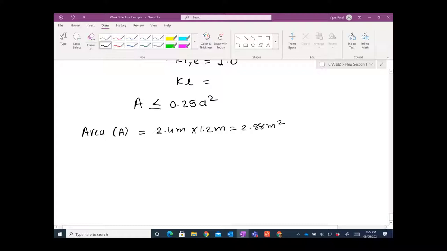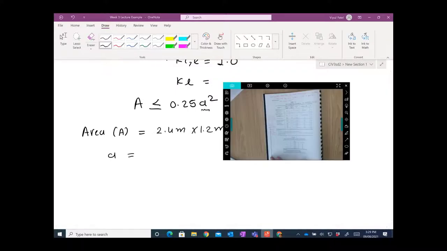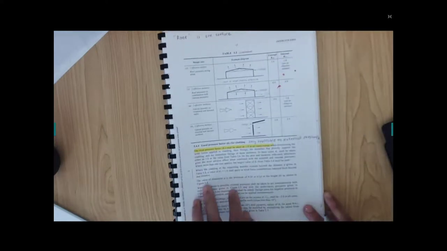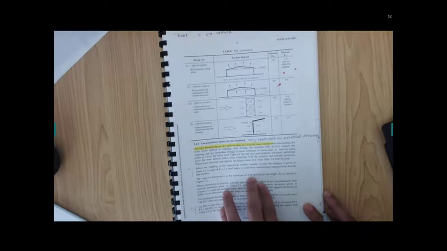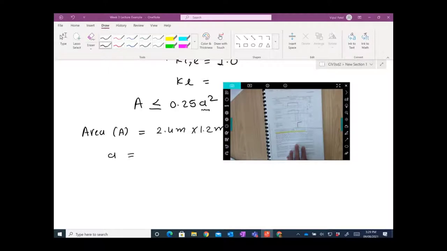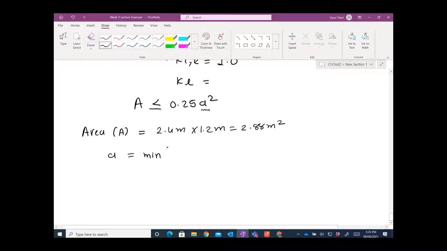So the first one is done. Now we need to calculate this small a. Where do we get the small a information? There is a little line written here that the value of the dimension a is the minimum of 0.2b, 0.2d and h. Okay, that sounds good. Let me write it down: minimum of 0.2b or 0.2d or small h. Now, what are b and d standing for?